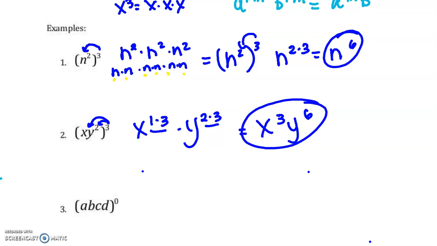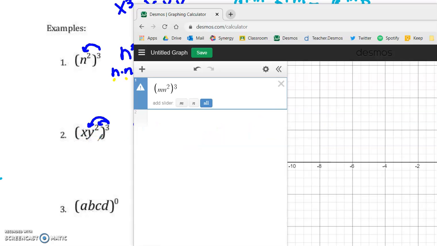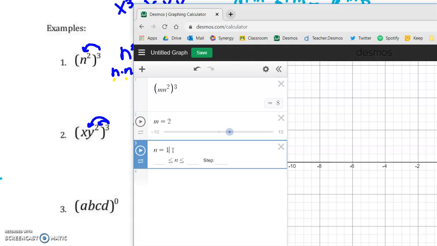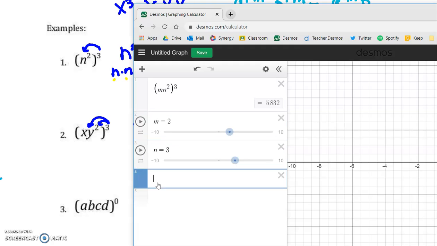And let's check this one in Desmos. So we have one example checked for us. And I can't use x and y in Desmos when I'm checking exponents, so I've substituted in m and n. You can use any two that aren't x, y, or e. So we're going to add sliders to all, set the sliders to anything other than 1. Let's try 2 and 3. And we found this to be equivalent to m cubed, n to the 6th. These numbers should match, and they do. So we've evaluated that correctly.